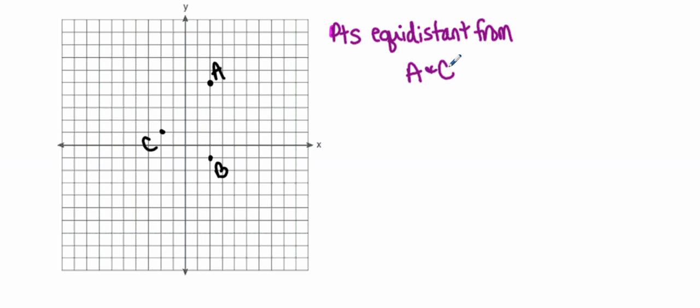The points that are equidistant from points A and C is going to be the perpendicular bisector of line segment AC. So if I go ahead and draw line segment AC in there, from the graph I can tell the midpoint is right there. The slope of segment AC is positive 1, so the slope of its perpendicular bisector is going to have to be negative 1.